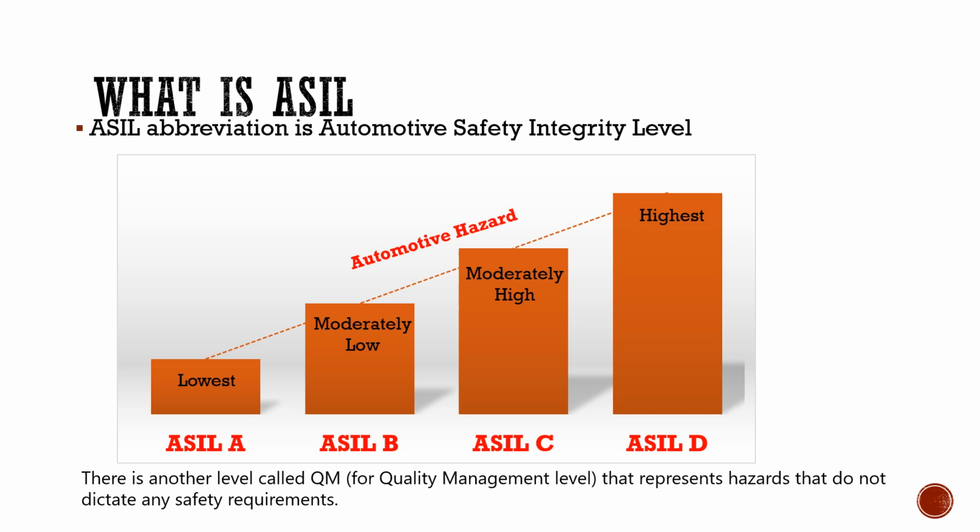I tried to represent it in a particular way, but we have another category called QM, which is quality management level, which is lower than the ASIL A level. ASIL A is very similar to QM, which involves less risk associated with it. So the QM artifacts are very similar to, if you have an ASPICE level 3 compliant product, then you almost have a QM compliant product.